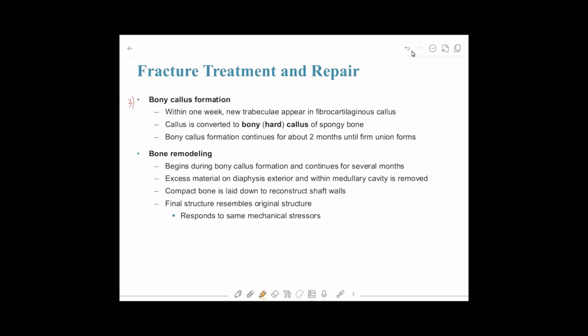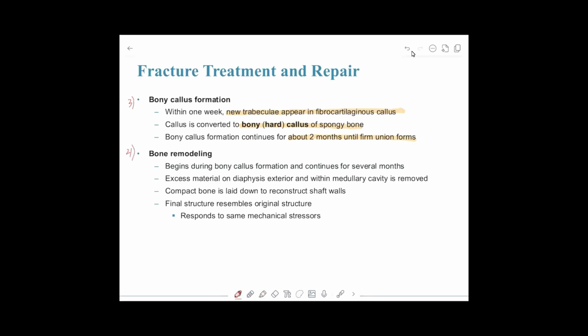The third step is a bony callus formation, and it happens within about 1 week. There are new trabeculae that appear in the fibrocartilaginous callus, and the callus is converted into a bony or hard callus of spongy bone. And this callus formation continues about 2 months until a firm union is formed.